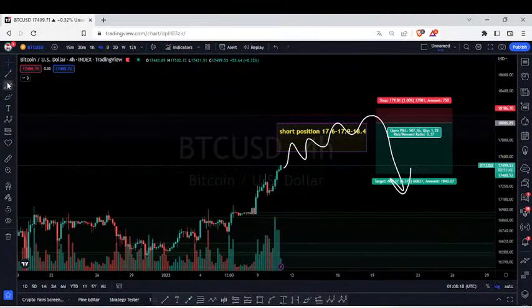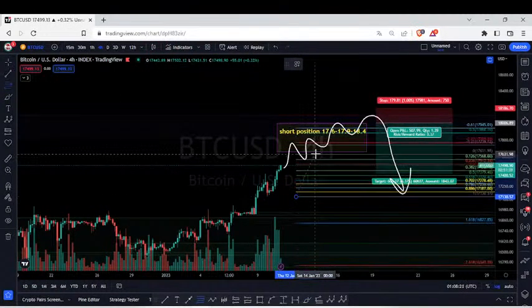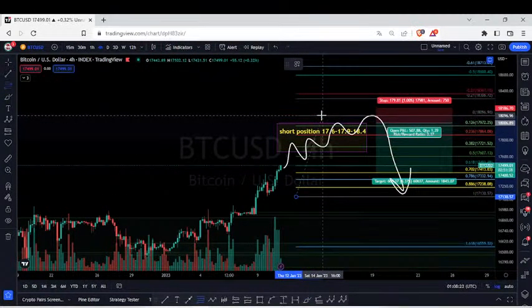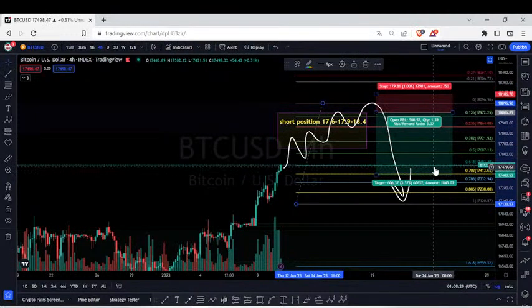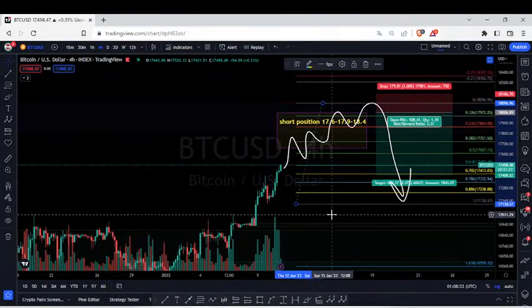Okay, and judging by the Fibonacci's, hypothetically speaking, 18K is the top. Yeah, round about there. 618, 702, 17.4. Yes, 3% seems about right. So that's a good trade for Bitcoin.